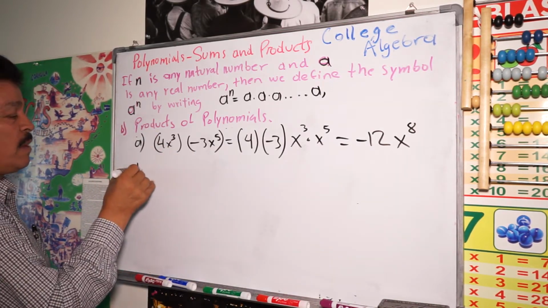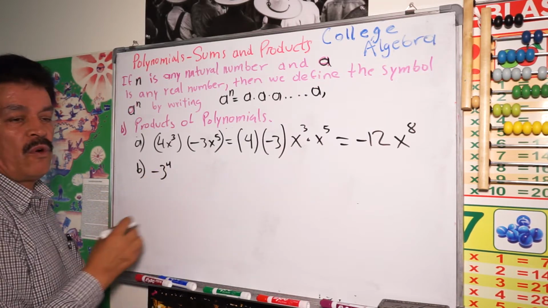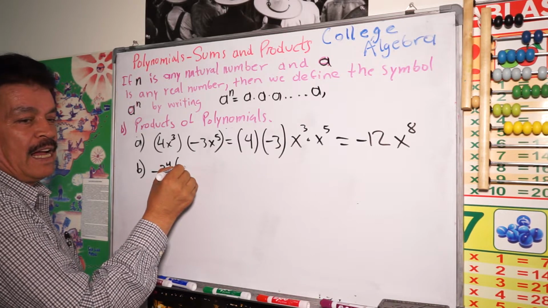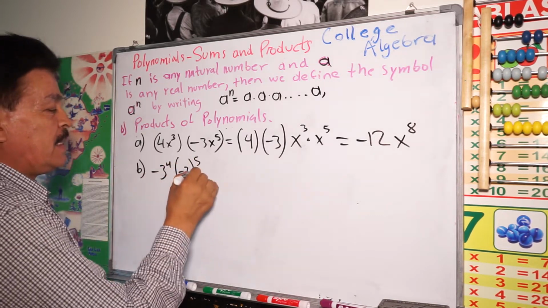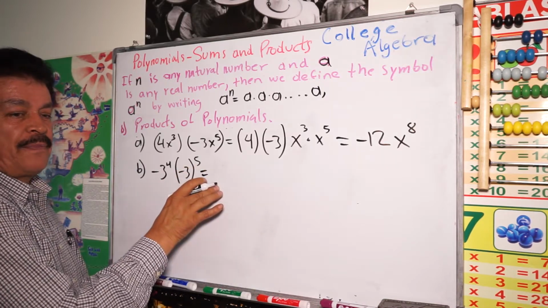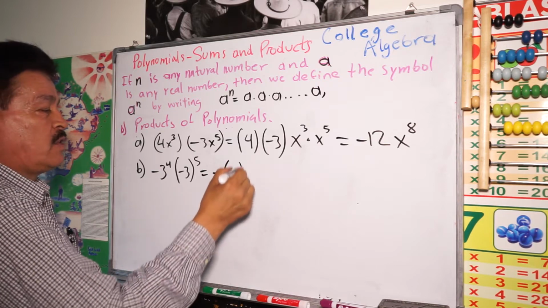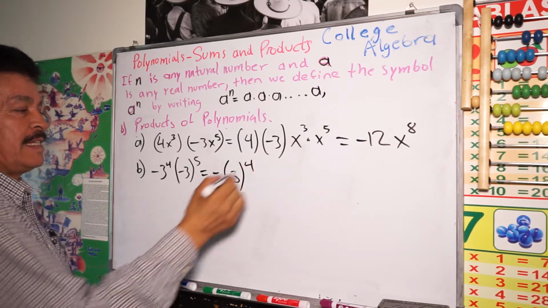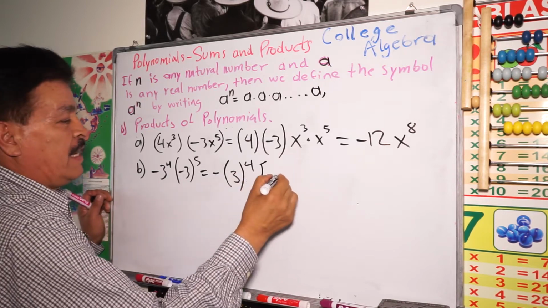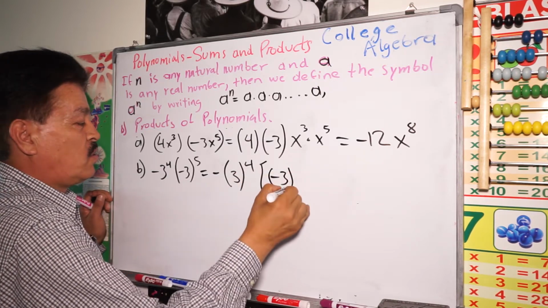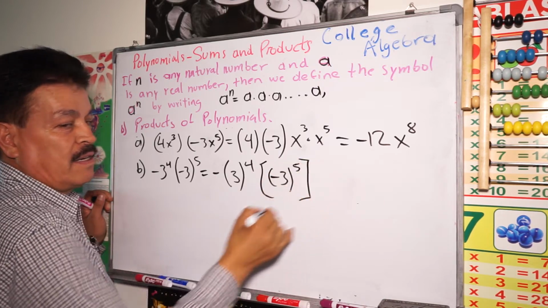Let's solve another problem. Negative 3 to the 4th power times negative 3 to the 5th power. This is going to be equals negative 3 to the 4th power times negative 3 to the 5th power. See?